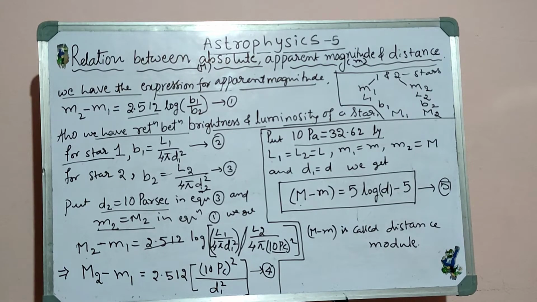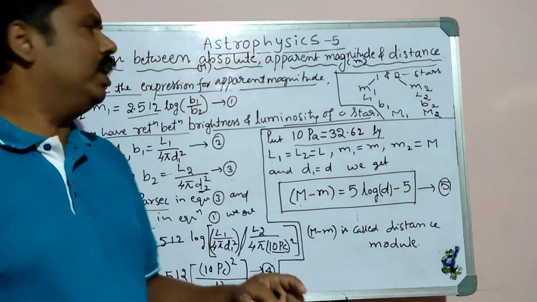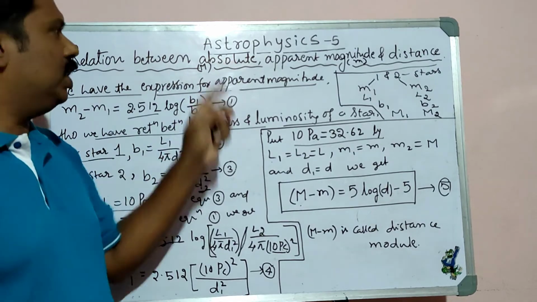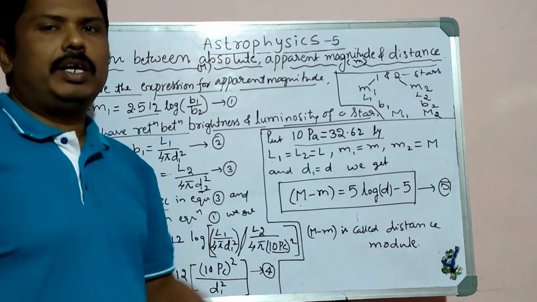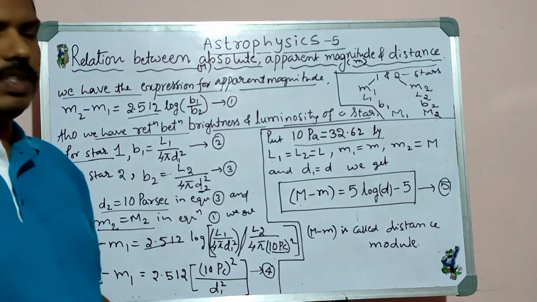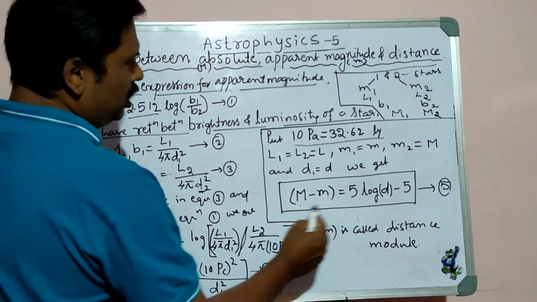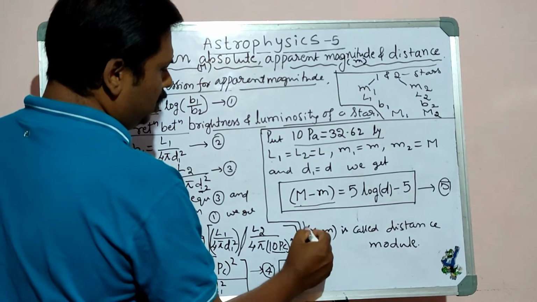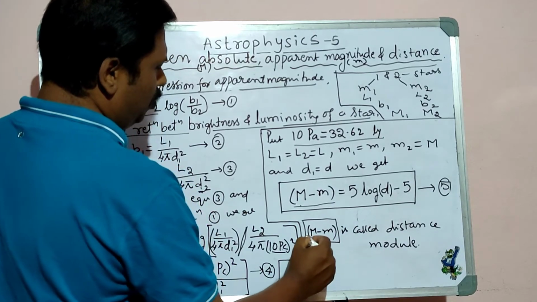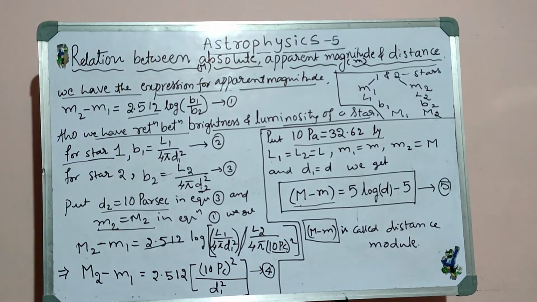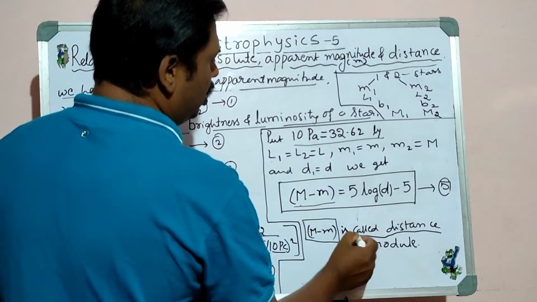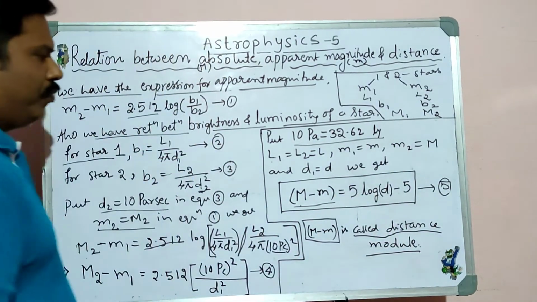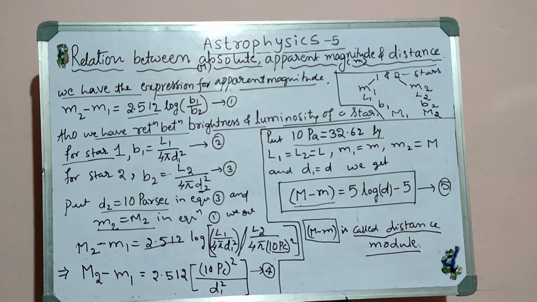This equation 5 is the relation between the absolute magnitude, apparent magnitude, and the distance of a star from the surface of the earth. Here in equation number 5, the term capital M minus small m, that is the absolute magnitude minus the apparent magnitude, is called the distance modulus. This is the equation where we get the relation between the absolute and apparent magnitude of a star with the distance of a star.